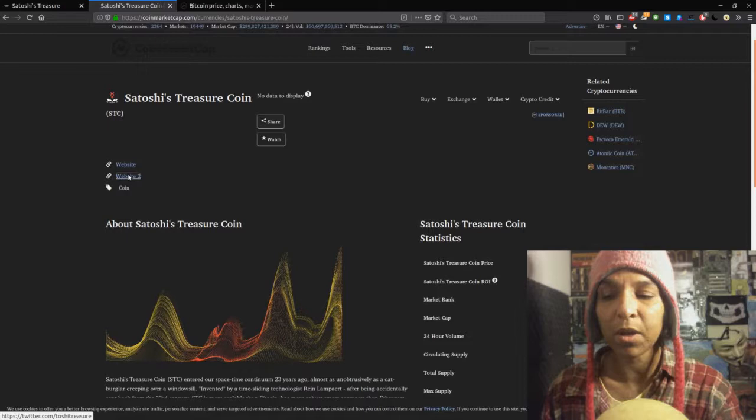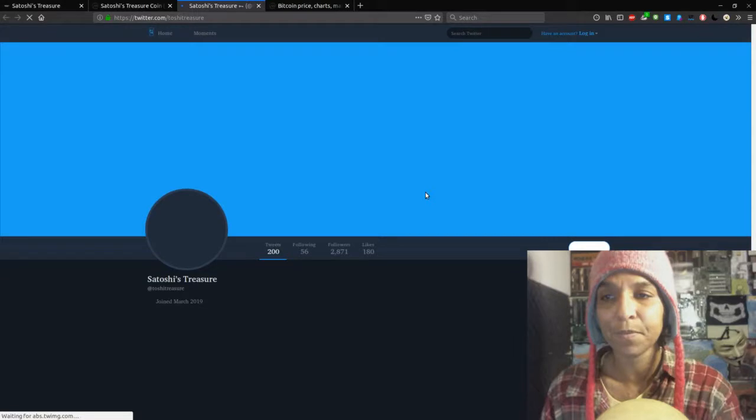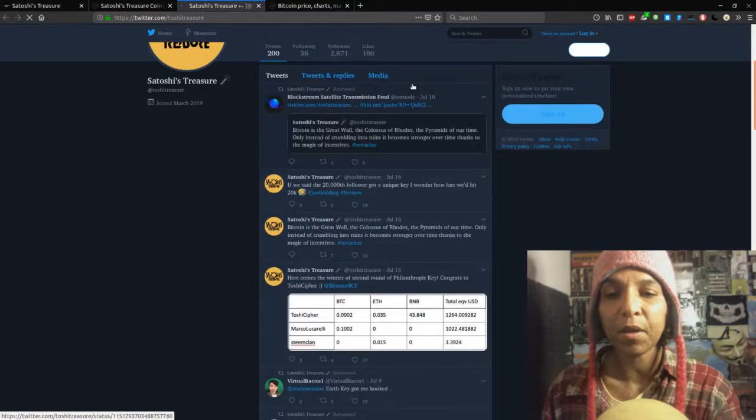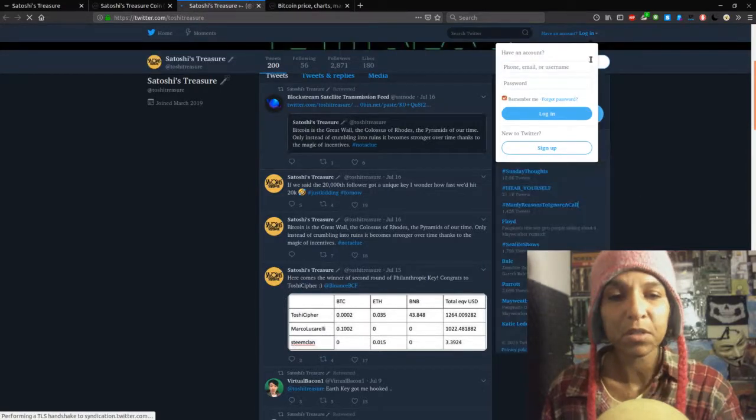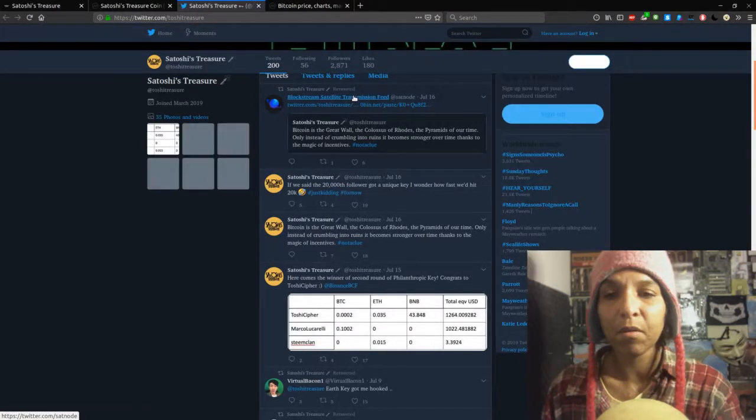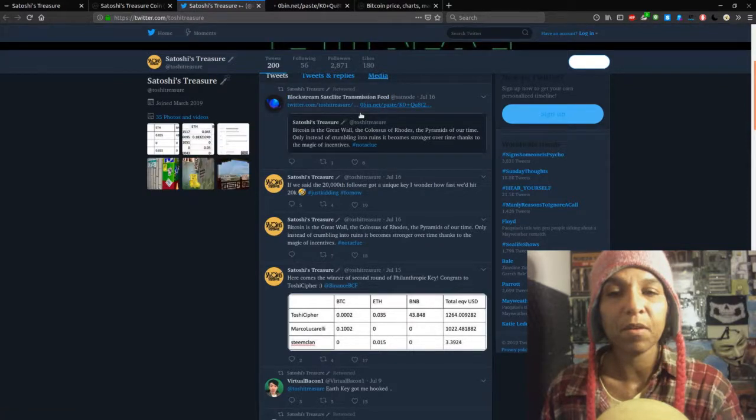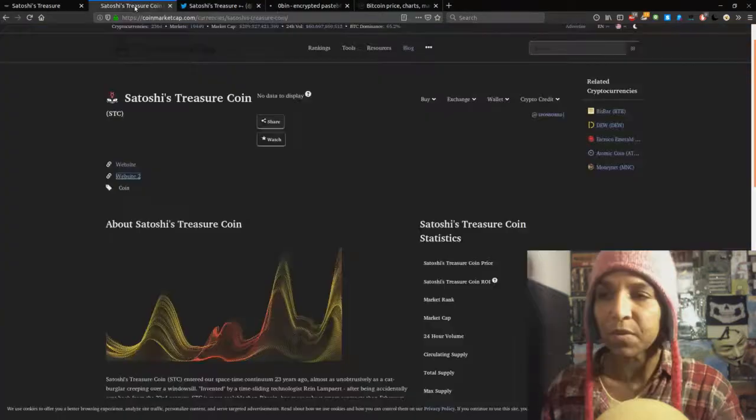Website 2 is the Twitter page for Toshi Cipher. So right here, and their most recent tweet was this. Bitcoin is the Great Wall, the Colossus of Rhodes, the Pyramids of our time. Only instead of crumbling into ruins, it becomes stronger over time thanks to the magic of incentives. So this is a Blockstream transmission feed. Not sure if it's much of a hint or just a recent tweet that came back from July 16th.